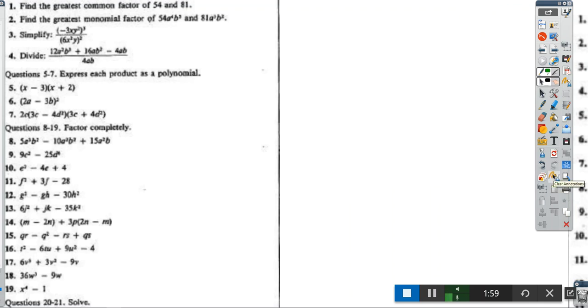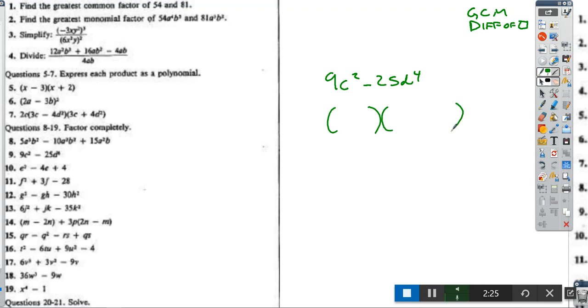All right, number 9. Ooh, my favorite type. We have 9c squared minus 25d to the 4th. And I can't help but notice that 9c squared is a perfect square. 25d to the 4th is a perfect square, and I have no greatest common monomial I can factor out. So I have a difference of squares. Difference of squares will have 2 pairs of parentheses.